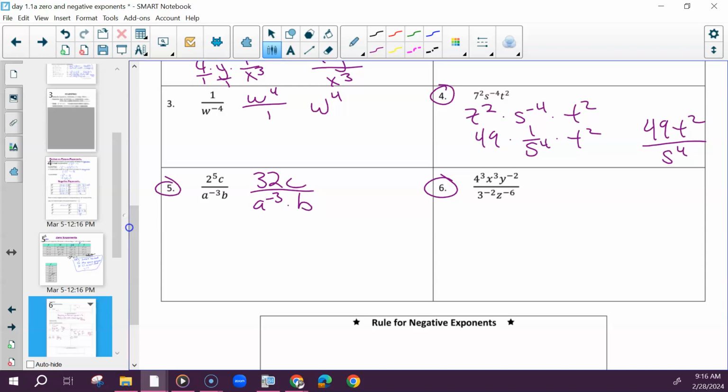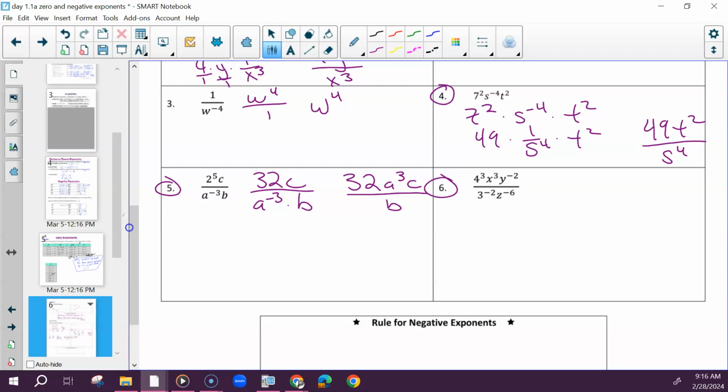So I have 32c over a to the negative 3 times b. A to the negative 3 is going to move up, so I'm just going to move it up because it would flip. And I have to put this in ABC order. So 32a to the 3rd c over b. Once you get the hang of this, all of that can really be done in one shot. But we're still learning, so I'm separating. Questions about that one?